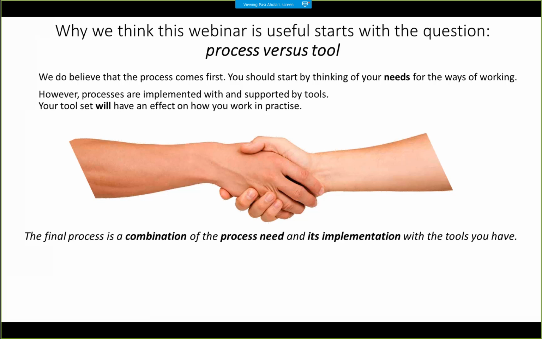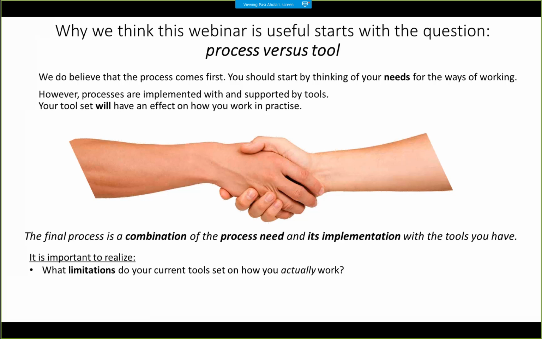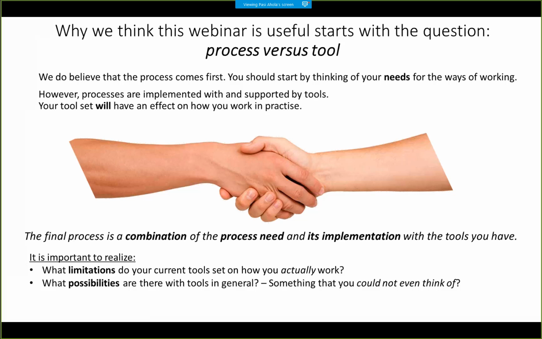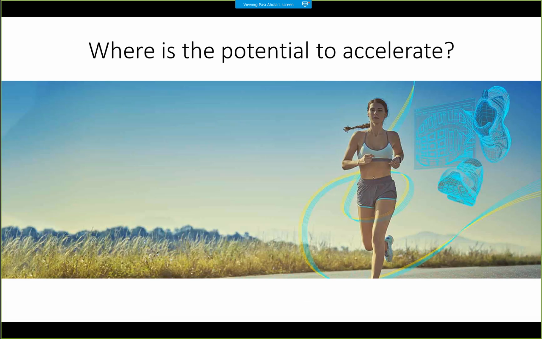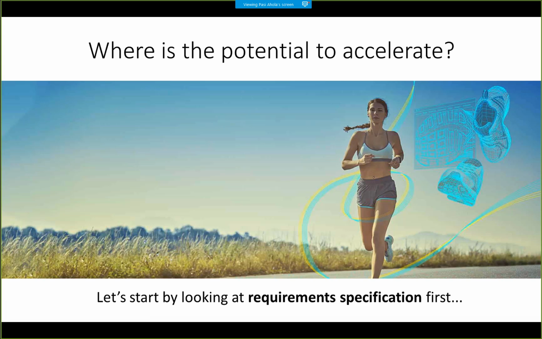The final process is a combination of process needs and its implementation with the tools you have. So therefore it's important to realize what limitations you have with your current tool set and how you actually work. What possibilities are there in tools, in general, something that you couldn't even think of. Creating a final way of working is iteration, taking both your process needs and your tool set into account. Where is the potential to accelerate? We'll start exploring that, looking at some requirement specification things first.